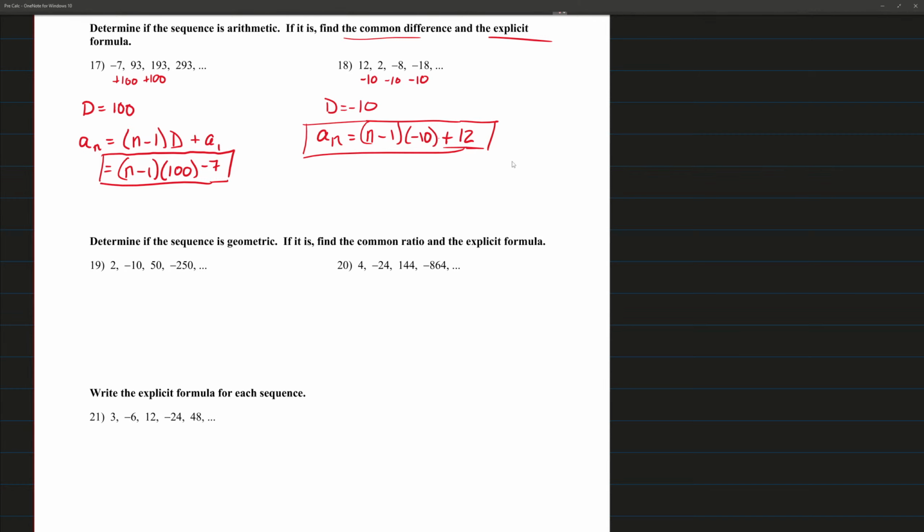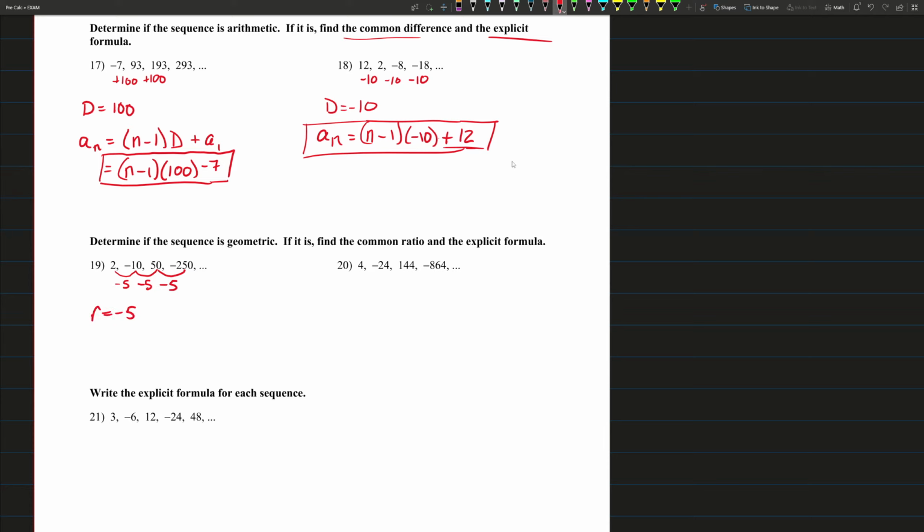Those are the arithmetic sequences. Number 19 and 20 have to do with the geometric sequences. So in order to get from here to here, we would have to multiply by -5. From here to here, we'd also have to multiply by -5. And then from here to here, also -5. So yes, it is geometric, with the common ratio being -5.